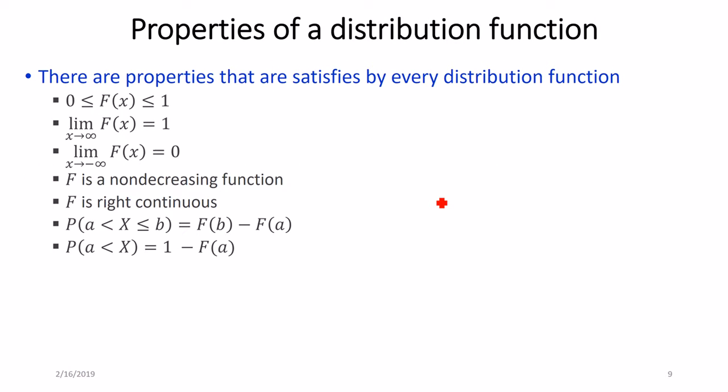Here are the properties of a distribution function. F of x is greater than or equal to 0 and less than or equal to 1. The second property is that the limit of F of x as x approaches infinity is equal to 1, and also the limit of F of x as x approaches negative infinity is equal to 0. The distribution function is a non-decreasing function. Roughly speaking, you see the function keeps increasing and never decreasing.